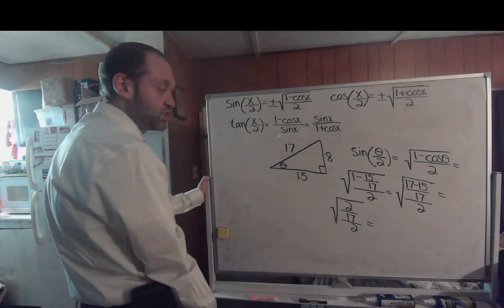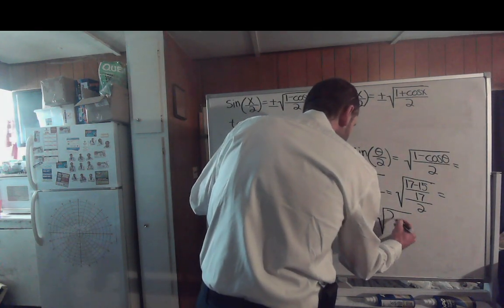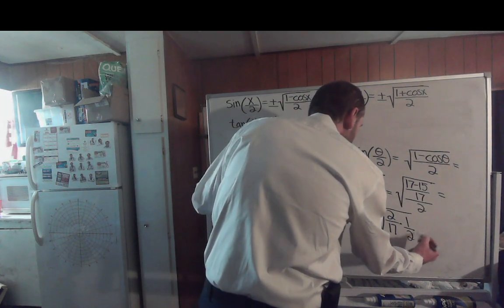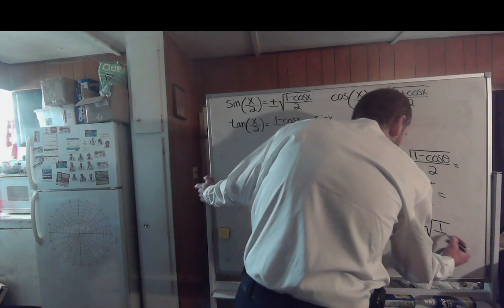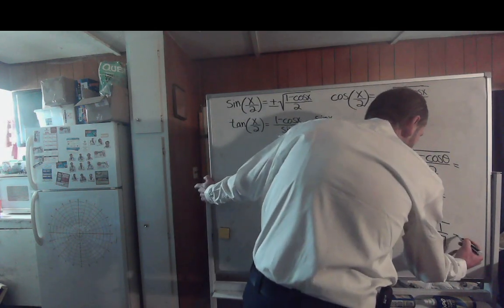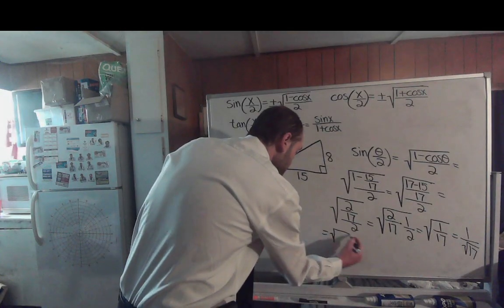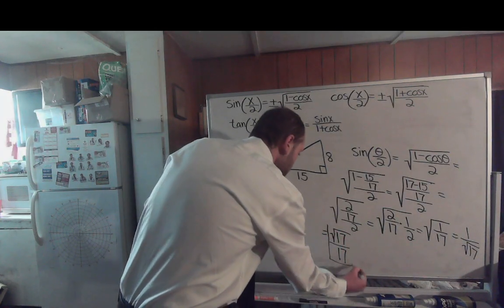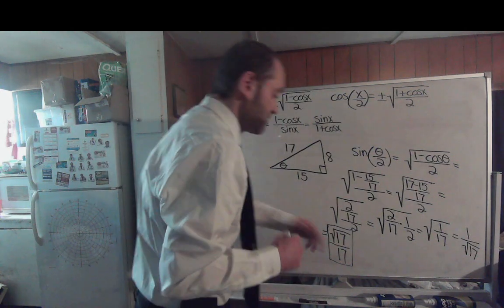Now we just need to simplify this complex fraction. This would give you the square root of 2 over 17 times 1/2, which would give you the square root of 1 over 17, which would end up being 1 over the square root of 17, which would simplify further into the square root of 17 over 17. So the sine of theta over 2 would equal the square root of 17 over 17.